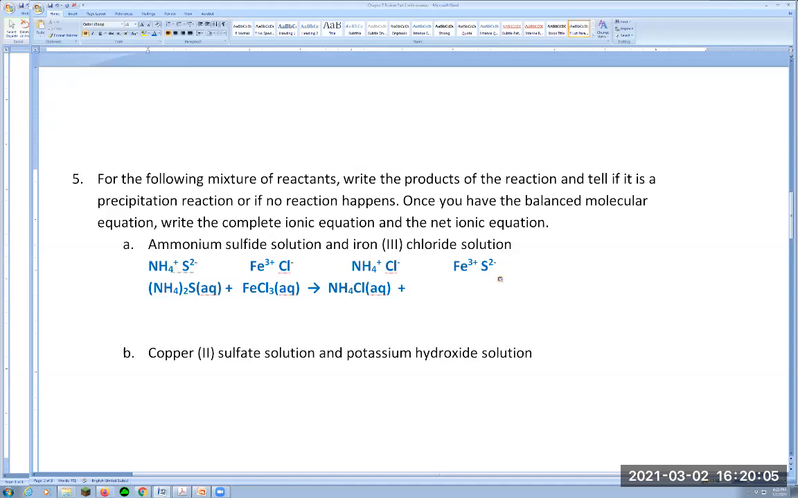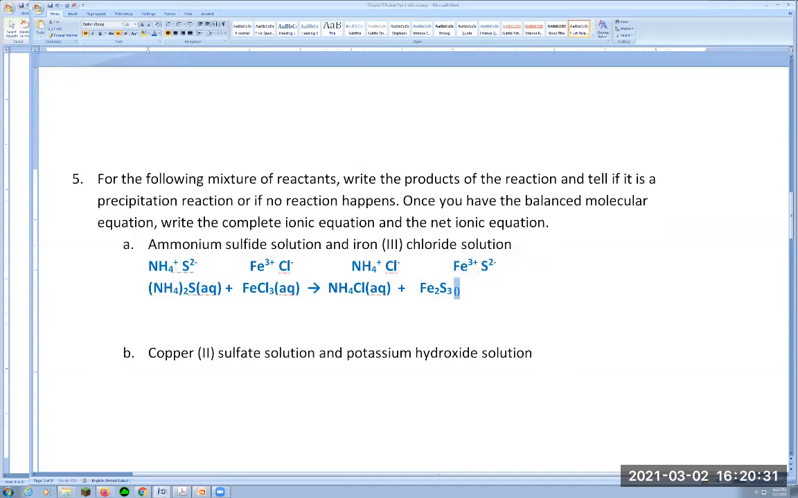So if you do the crisscross trick, you see that the 2 from the sulfide charge will become a subscript for iron, Fe2, and then the 3 from the iron charge will become a subscript for S. So Fe2S3 is the formula of this.